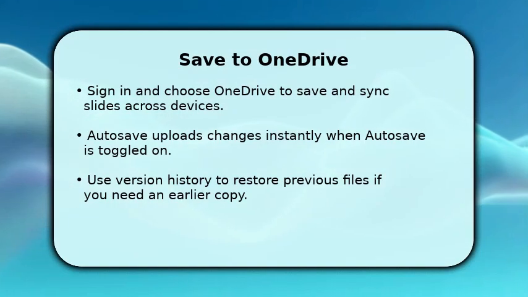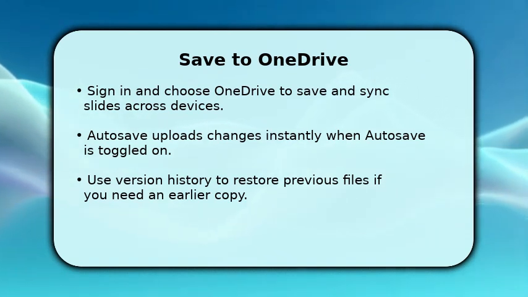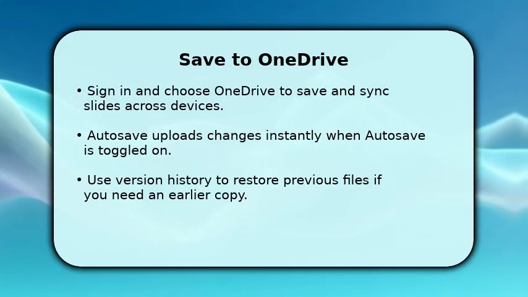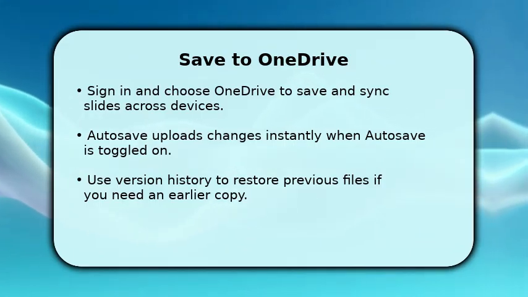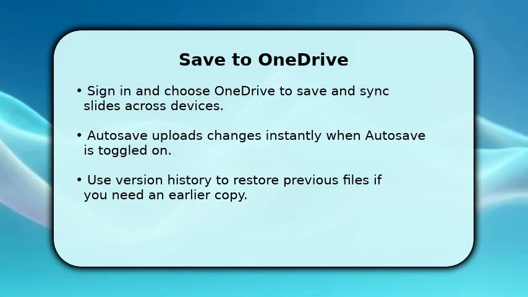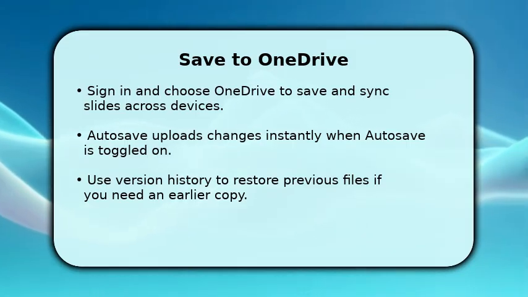Sign in to your Microsoft account to save to OneDrive from PowerPoint. Choose OneDrive as the save location to sync slides across devices automatically. Toggle autosave on to upload changes instantly and reduce manual saving steps.